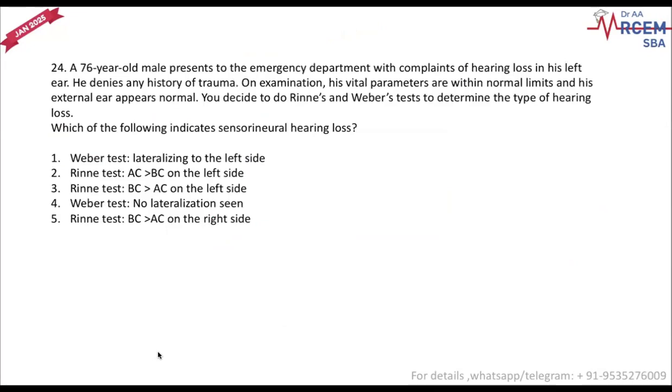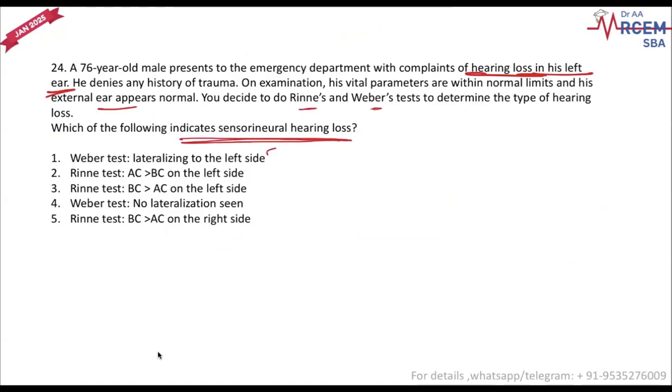A 76 year old male presents to the emergency department with complaints of hearing loss. That is important. In his left ear, he denies any trauma. On examination, his vital parameters are within normal. His external ear appears to be normal. You decide to do Rinne's and Weber's test. Which one of the following is indicative of a sensorineural deafness?